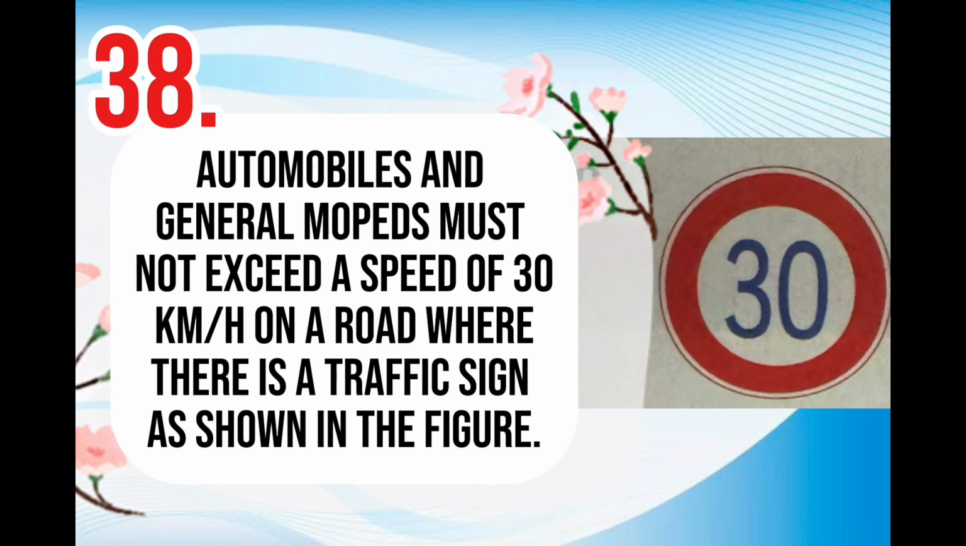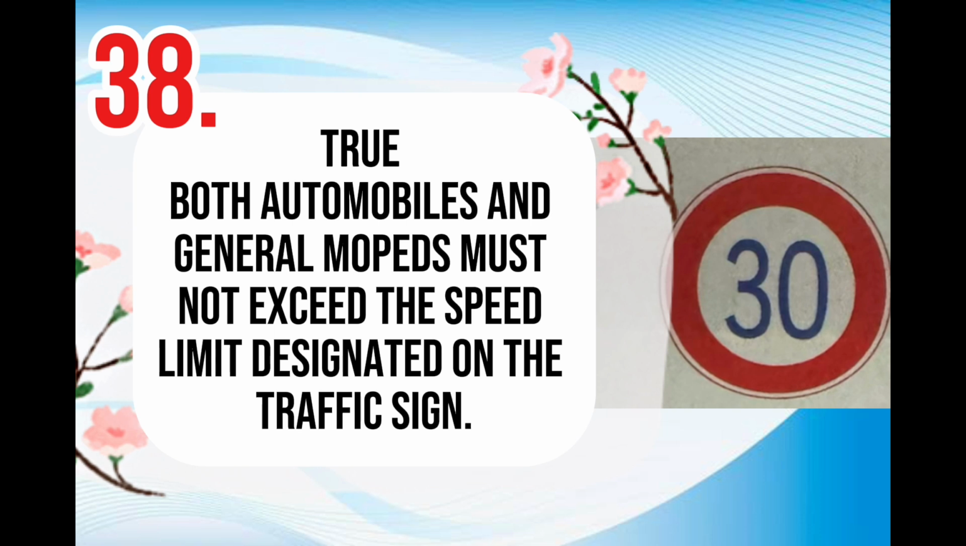Automobiles and general mopeds must not exceed a speed of 30 km per hour on a road where there is a traffic sign as shown in the figure. True, both automobiles and general mopeds must not exceed the speed limit designated on the traffic sign.